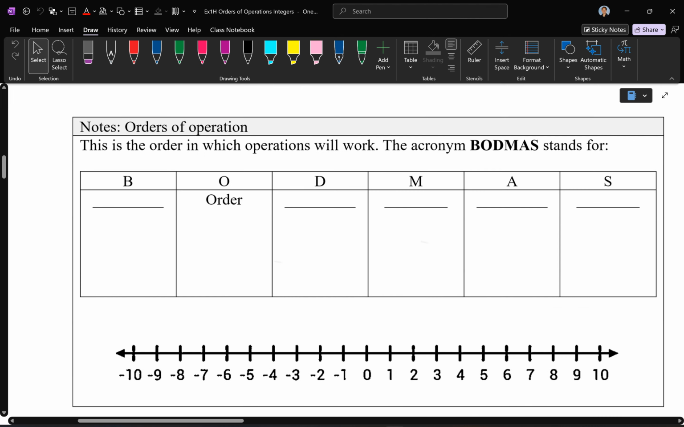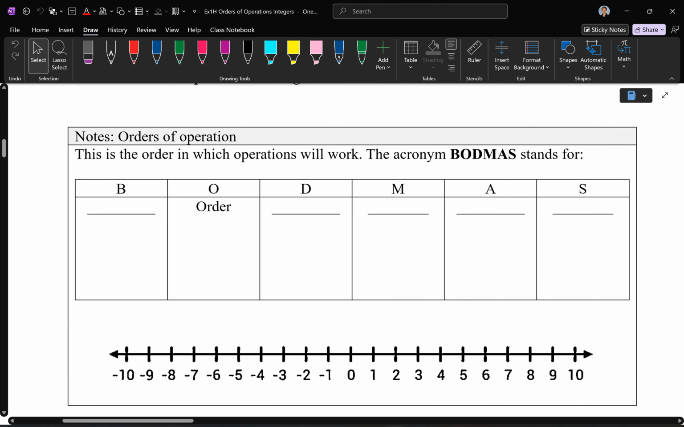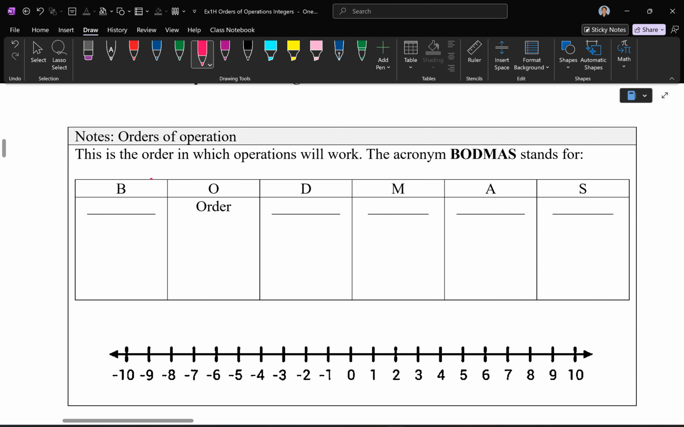We may or may not have seen BODMAS in the past. It used to be called BODMAS. I believe some primary schools may change it and they call it BIDMAS instead. Okay, so instead of O, it's an I. Now, I wrote down the answer for O, which is order, just because a lot of students didn't understand that. That's why they changed it to I.